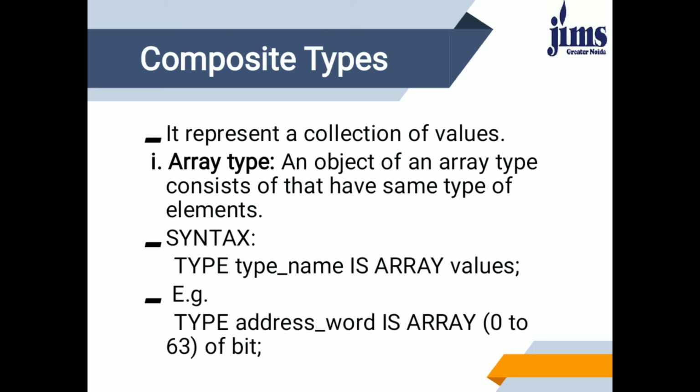Now if we talk about composite type, then I have told you that composite type is again divided into two parts. One is array and another is record type. Composite type basically represents a collection of values. It is used to define collection of values. These include both collection of values of single type, that means array of values, and collection of values of different type, that means record of values.